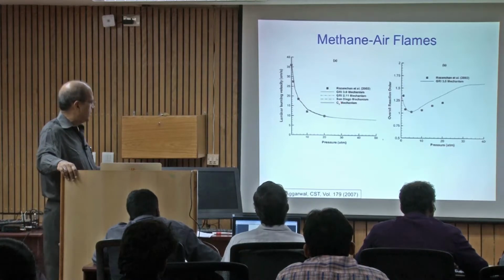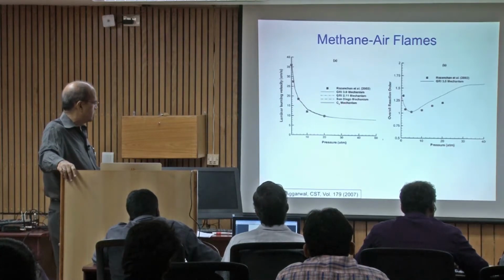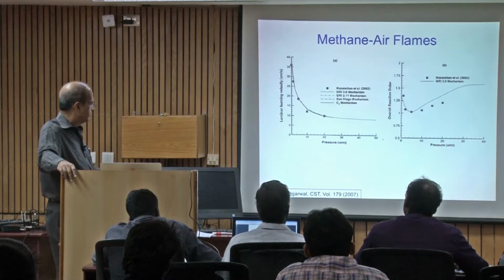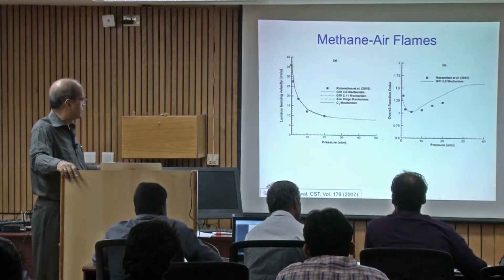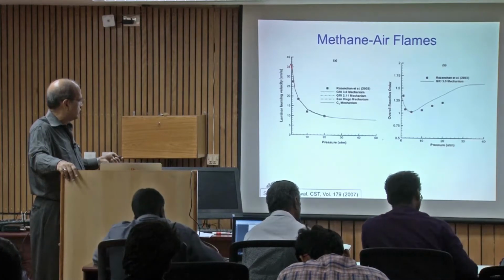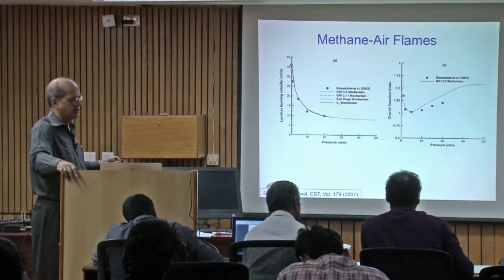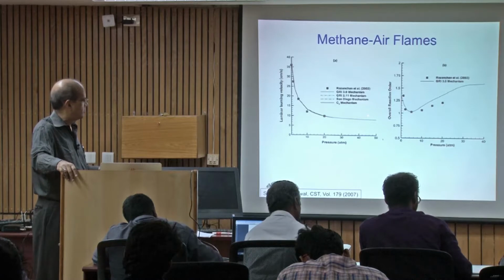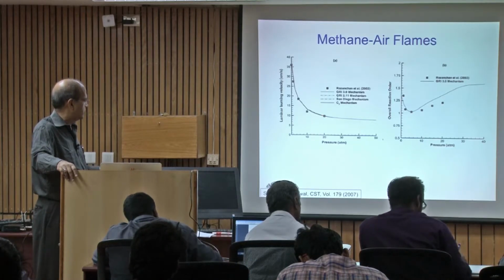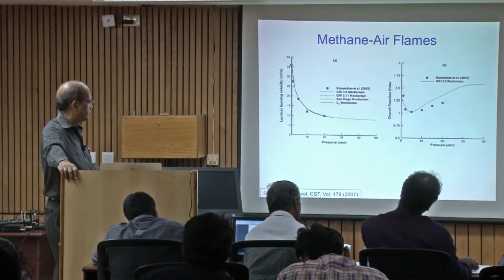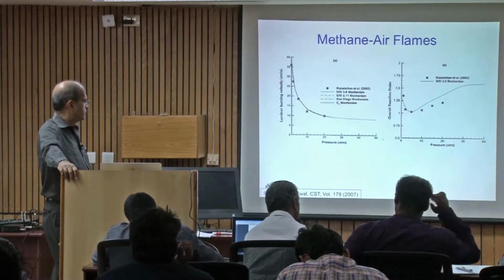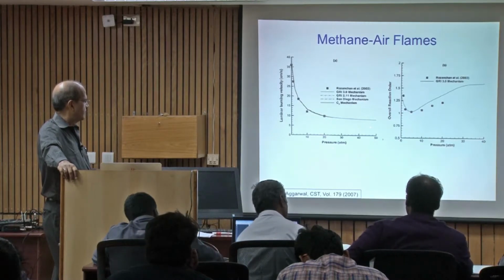Okay. And then we had another mechanism called C2 mechanism, which was a simplified version of GRI mechanism. Okay. So they all give similar behavior, these mechanisms, for methane air flames, and it matches reasonably well with the experimental data. Data was only up to 20 atmosphere.